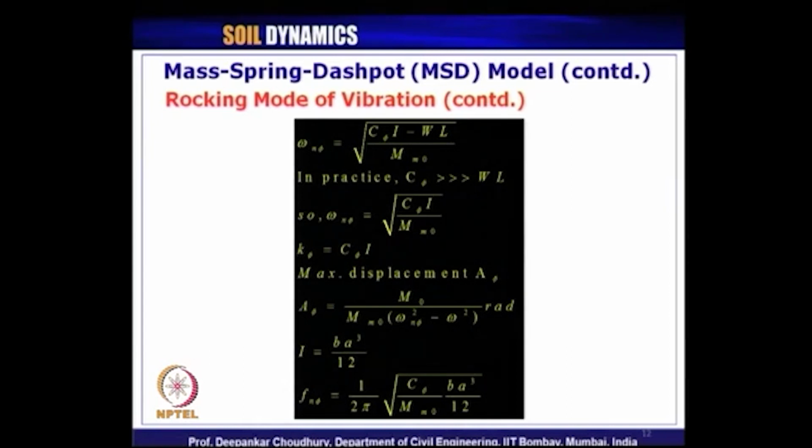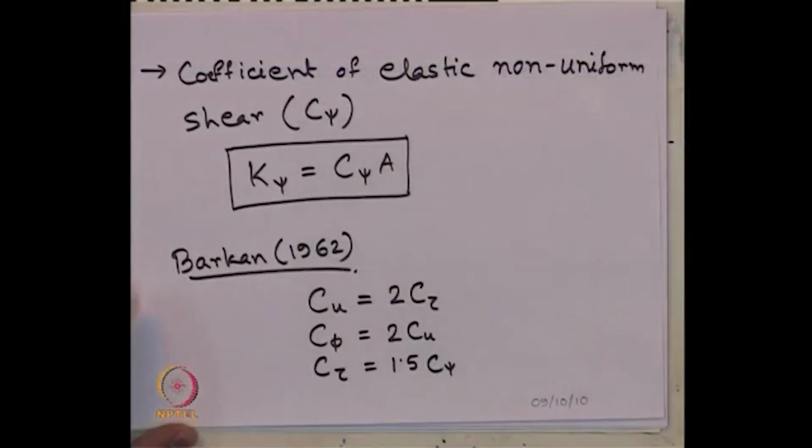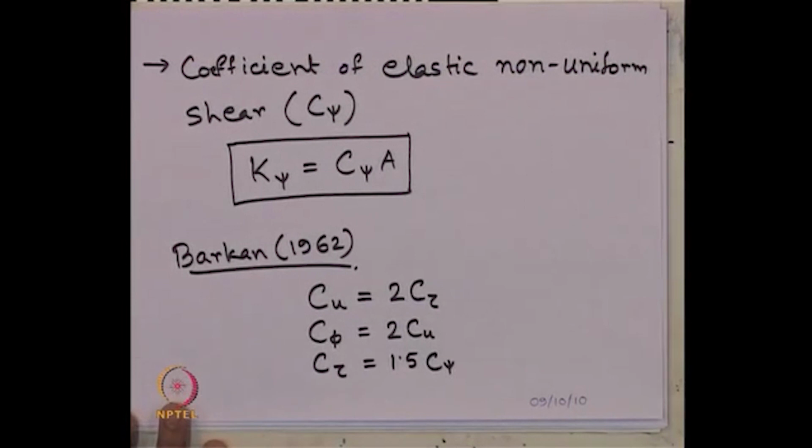Then we had also seen in the previous lecture the guidelines to compute these values of Cu. Cu can be computed experimentally from the cyclic plate load test we had seen earlier, and from the relationship between Cu and other coefficients like C tau, it is related like this: Cu equals 2 times C tau, C phi equals 2 times C u, and C tau equals 1.5 times C psi.